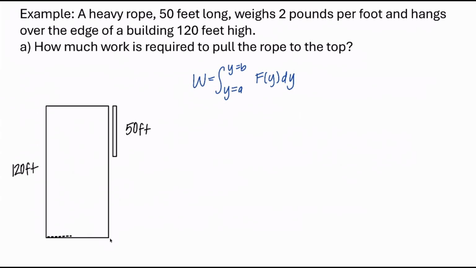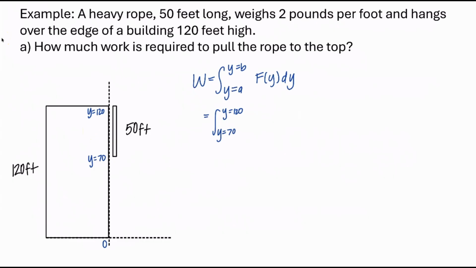So we have some choices. I'm going to do this in two different ways. I'm going to start by putting the x-axis all the way on the ground level and then the y-axis right here. So this is my origin. Then my limits of integration extend from y equals 120 way up here, and the bottom of the rope would be at y equals 70. So I'm going to have the integral from y equals 70 to y equals 120. And then what I need to do is find the force at each y value between 70 and 120. And the force is going to be different at each y value.